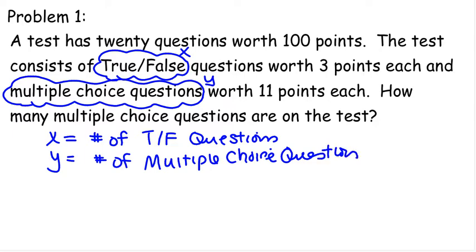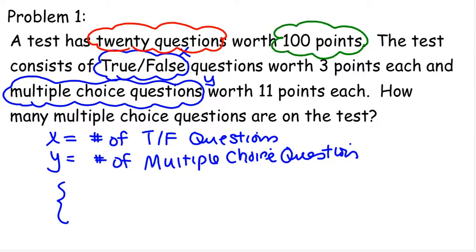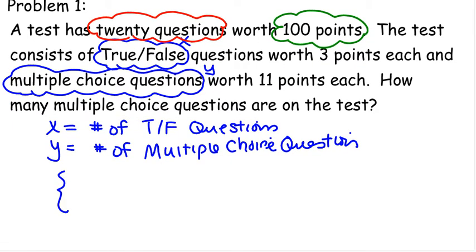Now we're going to set up a system. It's going to be two equations. One of the things we're talking about is the total questions and the total points. So the test has 20 questions. So the first equation is going to look like this. There's so much of true-false plus so many of multiple choice, and they total 20 questions. So the first equation represents the total questions.